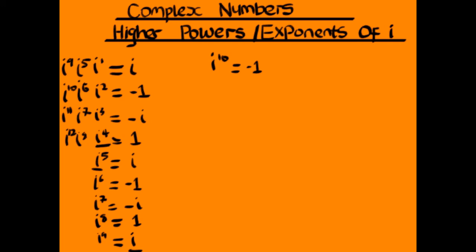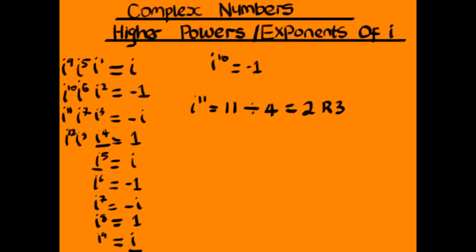Suppose we are asked to evaluate i raised to power 11. The same rules apply. We divide by 4, 11 divided by 4. Now we have to work with our remainder. So 4 into 11 is 2 times. 4 will go into 11 twice, and you will have a remainder of 3.